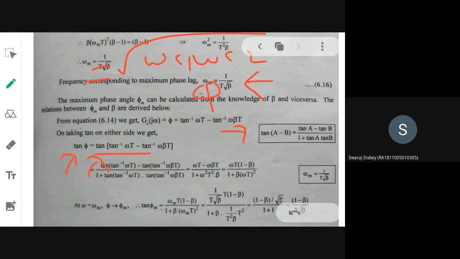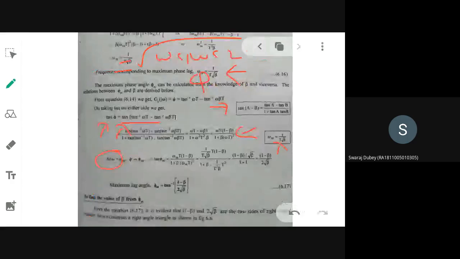Same formula you will apply, right? And then you will be substituting the omega m value, which is equivalent to 1 by t square root of beta. Then you are finally finding out phi m. So if you do that, what is the value of phi m that you are getting? This also might be asked in MCQs. So remember all those formulas, even if you are not asked to derive them, they will ask you the formula.